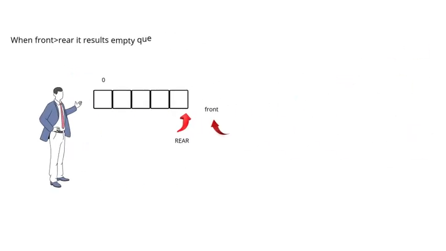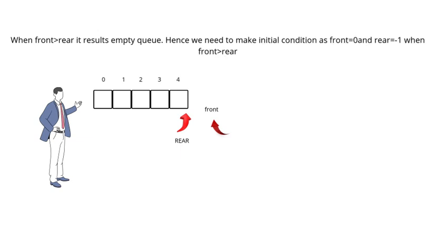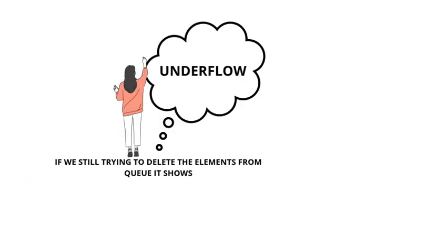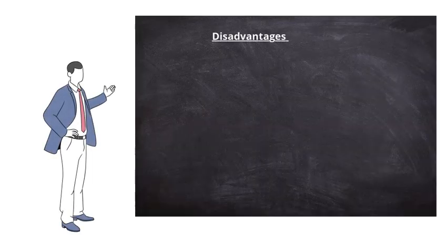When front greater than rear, it results empty Q. Hence, we need to make initial condition as front equals 0 and rear equals -1 when front is greater than rear. If we still try to delete the element from Q, it shows underflow.